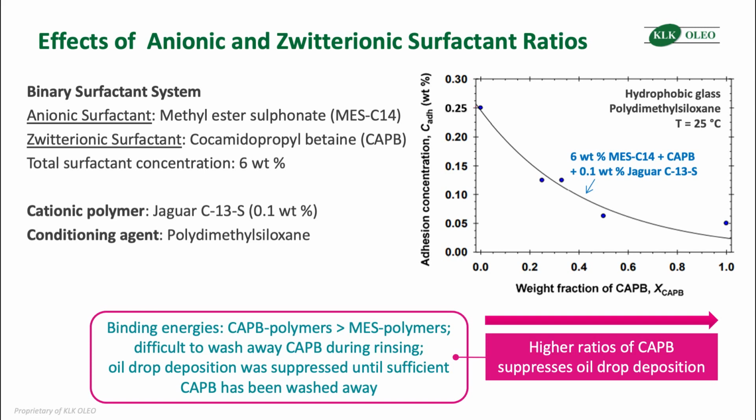The zwitterionic surfactant is cocamidopropyl betaine, CAPB. This is a very popular surfactant for hair shampoos. It is usually used as a secondary surfactant rather than the primary surfactant. This is because it provides moderate cleansing performance only. CAPB is usually added to improve foam performance and to adjust the rheology of the shampoo.